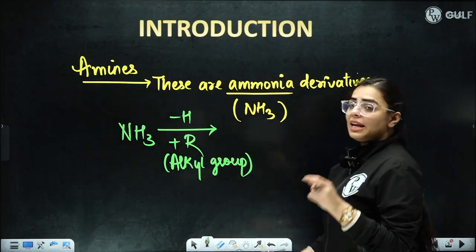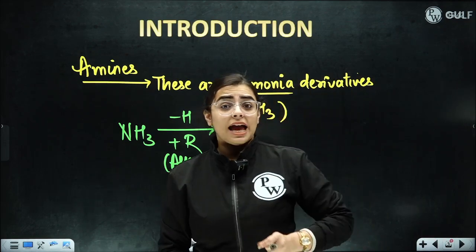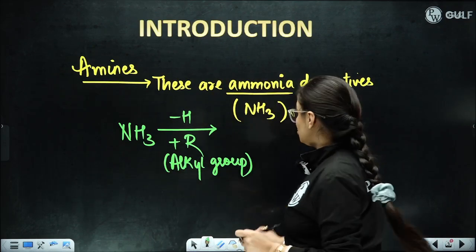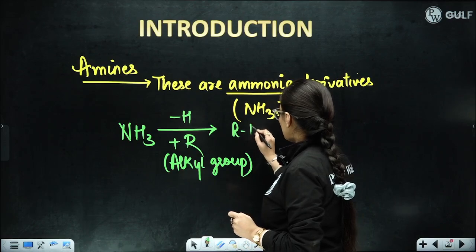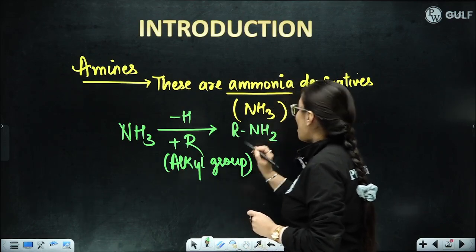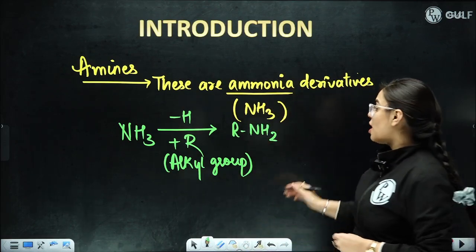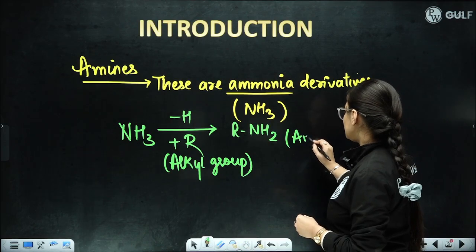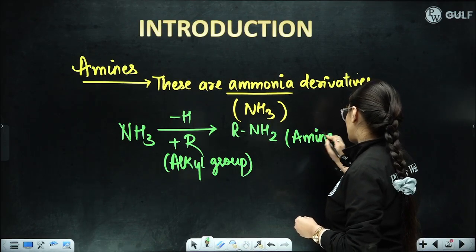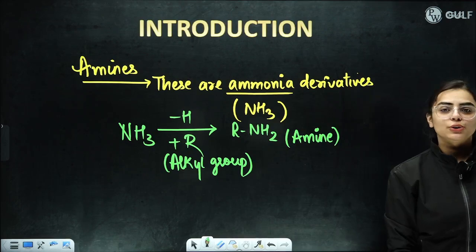When I am removing one hydrogen atom and adding one R group, what am I going to create? I shall be creating RNH2. Now, this RNH2 is your amine. I hope this is clear to everybody.